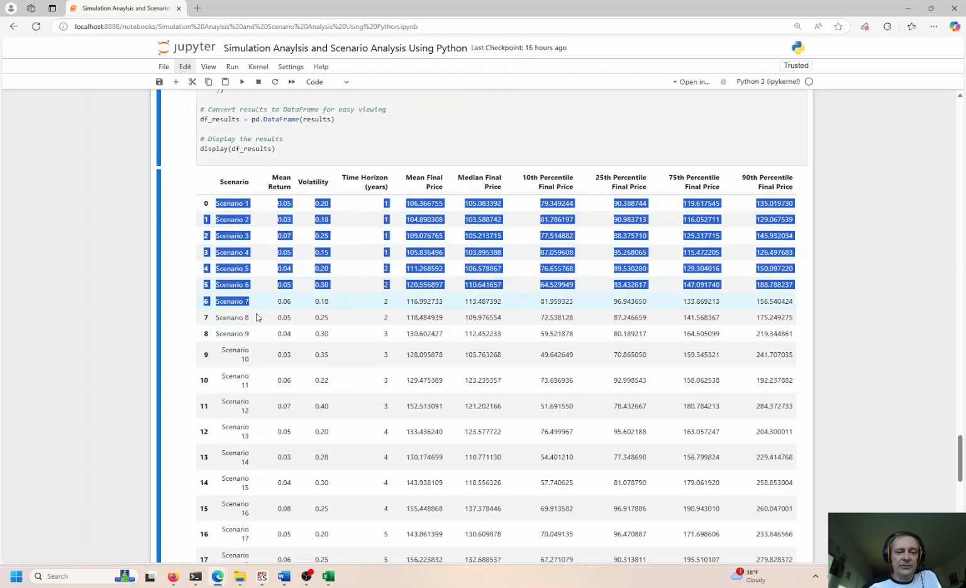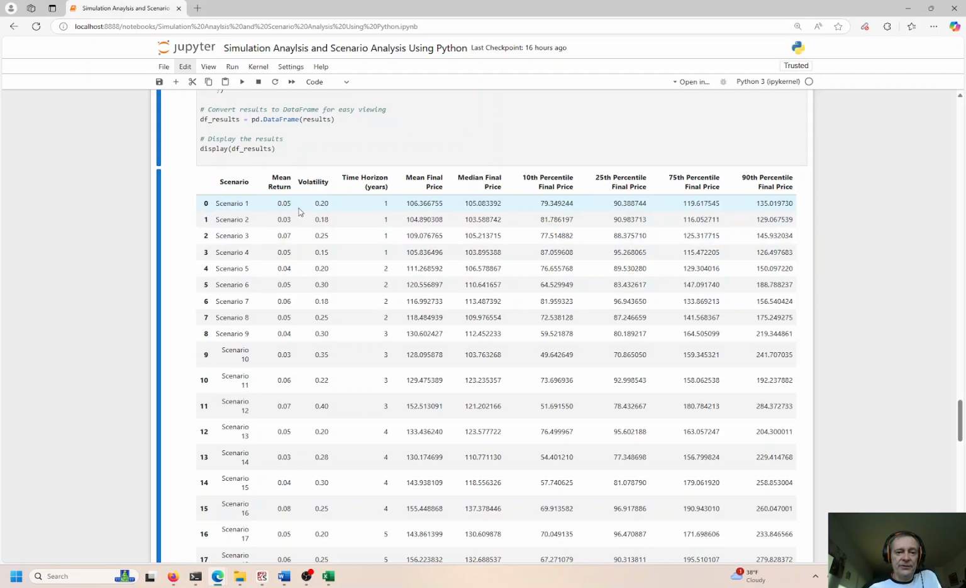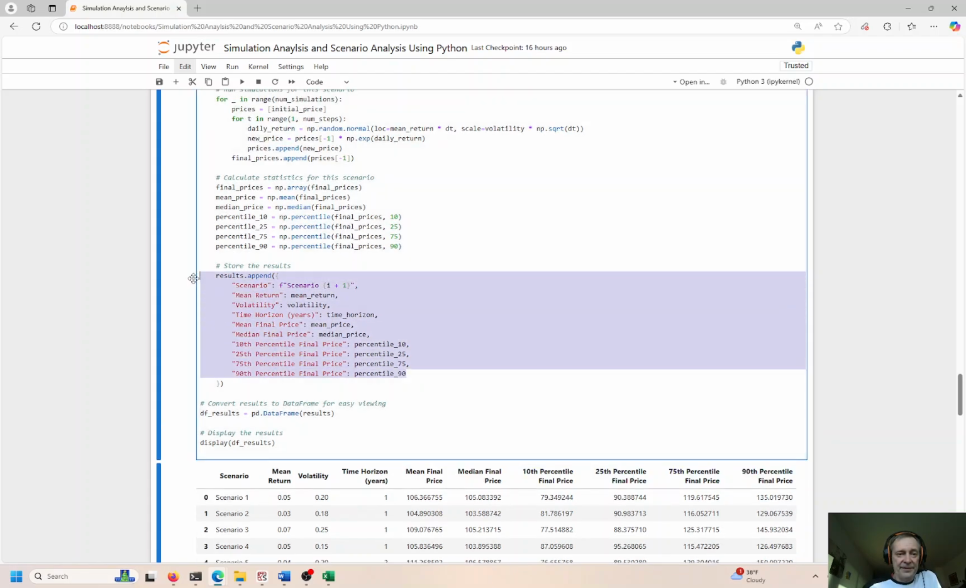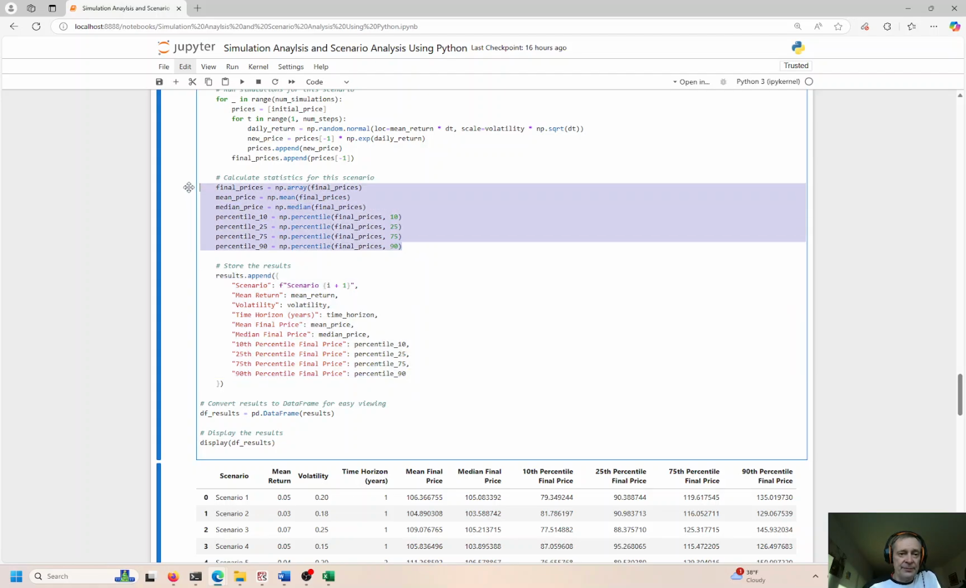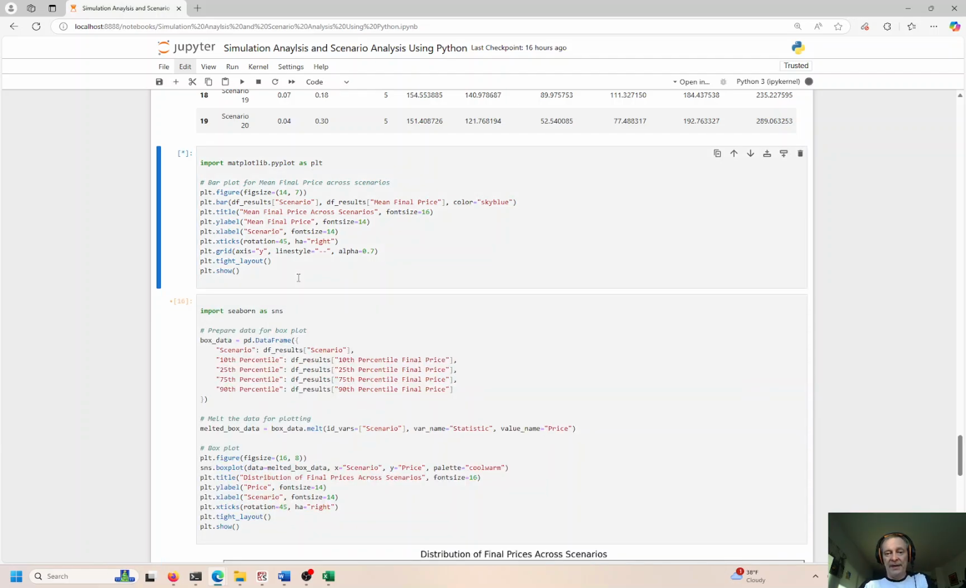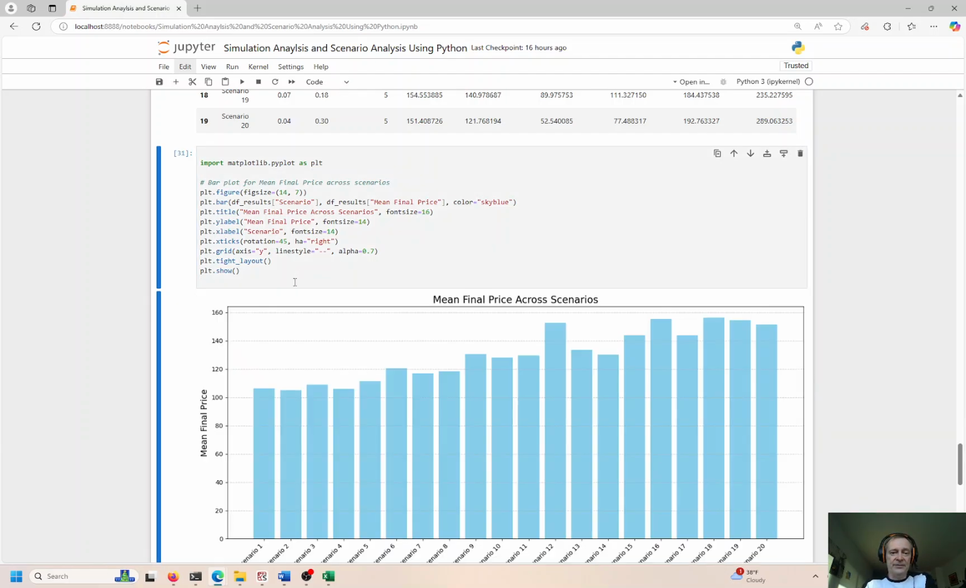So scenario 1, 2, 3, 4, 5, 6, 7, 8, 9, 10, up to 20. We have the mean returns, the volatility, time horizon, mean, median, 10th, 75th, up to 90th percentile, right? That's what I just showed you over here, all right? Everything is organized and structured, straightened out in a data frame, but originally comes from here. So it goes from NumPy into pandas. Very nice. Let me hit Control Enter and refresh this. See what your results look like.